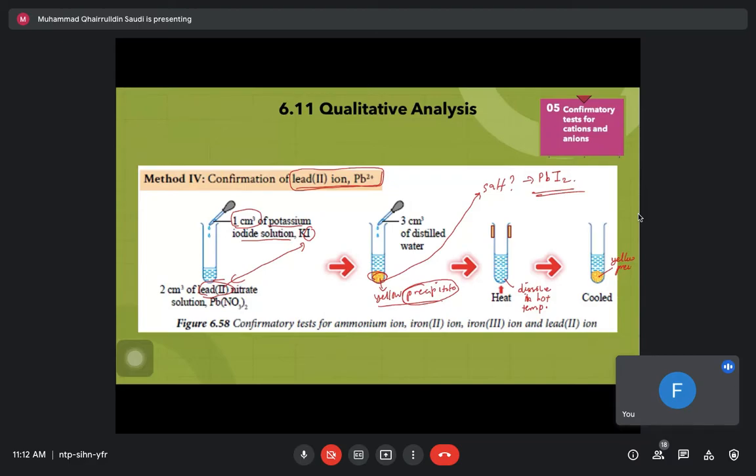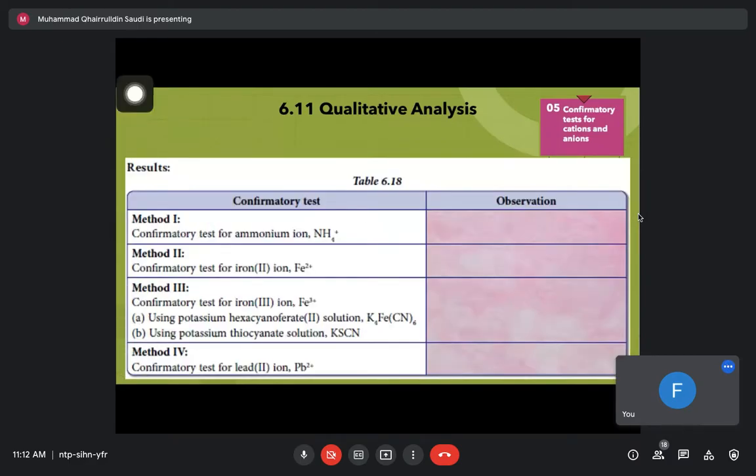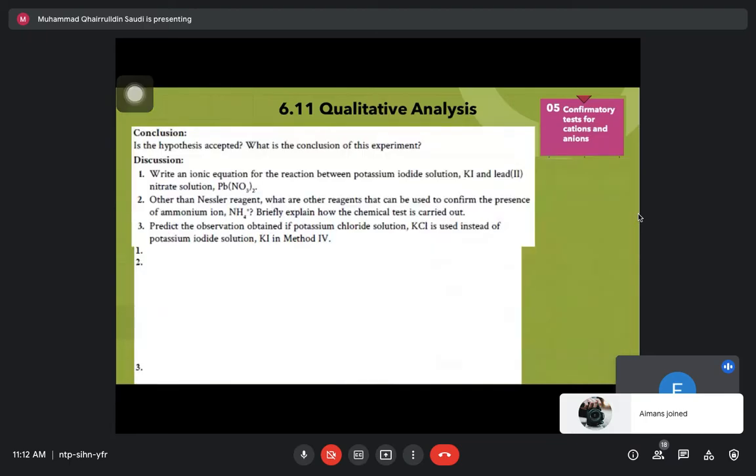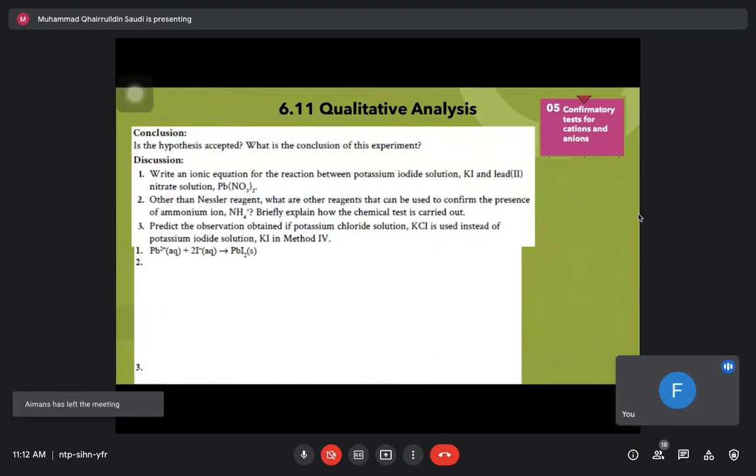So you have to write down the observations. Okay, discussion. Write down an ionic equation for the reaction between potassium iodide and lead nitrate solution. Okay, potassium iodide and lead nitrate tadi, dia nak ionic equation. So, boleh buat macam biasa yang kita buat. Awak akan potongkan the ions and then you will get this one.